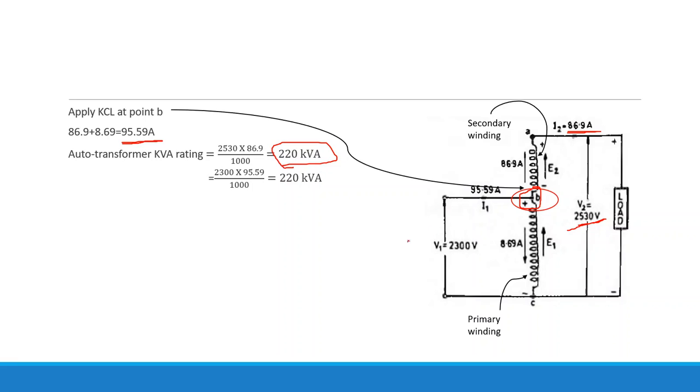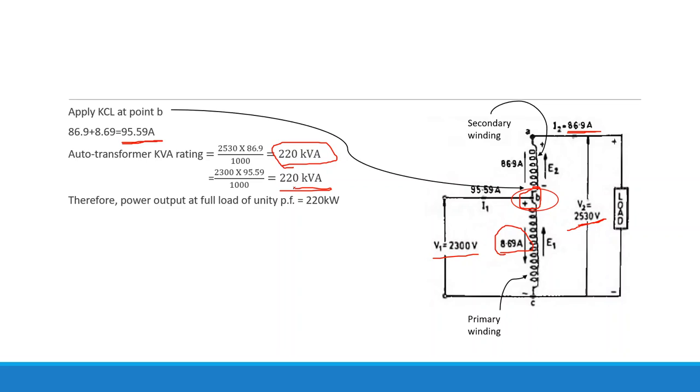Okay, so the input is here. You could see the kVA rating of the transformer, output and input, it is the same. So what would be the input? The applied voltage is 2300 multiplied by the current in the primary winding. Yes, it is the primary winding. So multiply it, you are going to get the same value. It will be the same, whatever way you want to calculate. So we have calculated the auto transformer kVA rating.